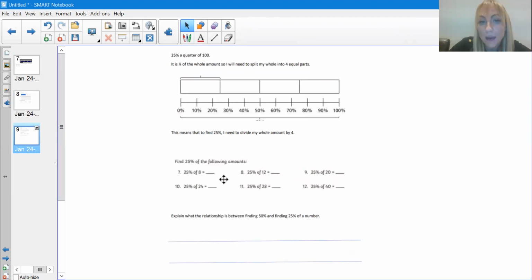25% of the amounts. Now remember, 25% is 1/4. So when I find 1/4 of a whole, I split my whole into 4 equal parts. I'm dividing it by 4. And when I divide by 4, I can divide it by 2 and divide it by 2 again. So I can halve it and halve it again. Then I'm going to ask you to explain what the relationship is between finding 50% and finding 25% of a number is. Okay, good luck.